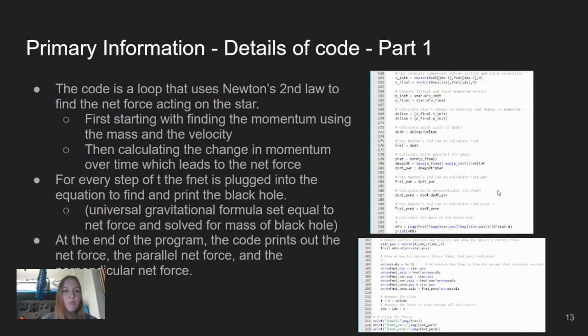So, code part 1. The code is a loop that uses Newton's second law to find the force acting on the star. Starting with the momentum and using the mass and the velocity, it was easier to calculate the net force using the momentum equation, using momentum over time, which was equivalent to the net force. For every step of t, the net force was plugged into an equation and printed the black hole's mass. At the end of the program, the code prints out the net force, the parallel net force, and the perpendicular net force, as well as a visual representation of the orbit.